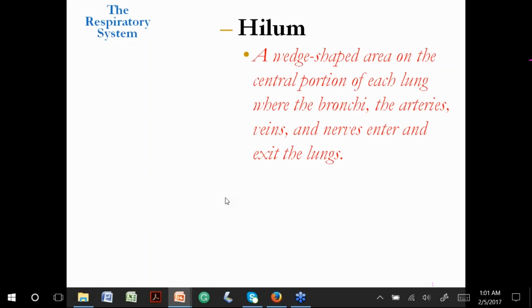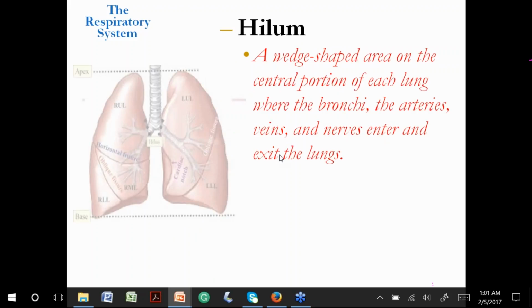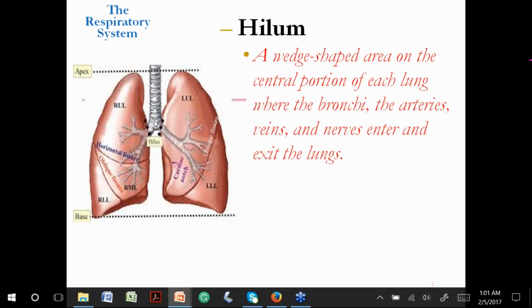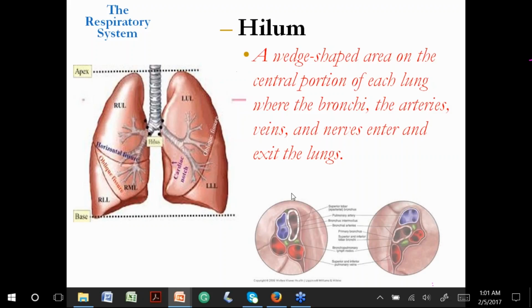What is the hilum? Another important question. It's a wedge-shaped area of the central portion of the lung where the bronchi, arteries, veins, and nerves enter or exit. So a picture is better. If you see here the trachea, this is the carina. The bronchi are going to get inside the lung. So the area where they get inside the lung is going to be the hilum, and I'm going to show you here.